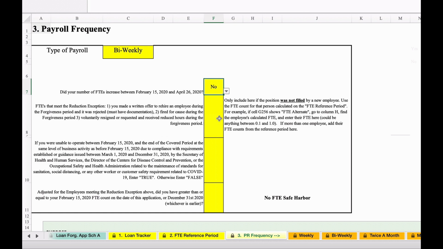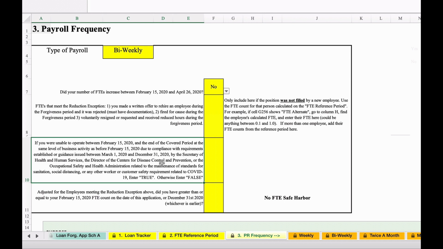And then you're going to come down here. What this basically does, really quickly, is it holds you harmless for those people. It will not impact your FTE count if you didn't get back to your FTE count because of these reasons. Okay.